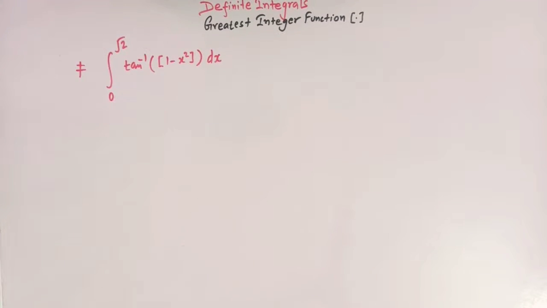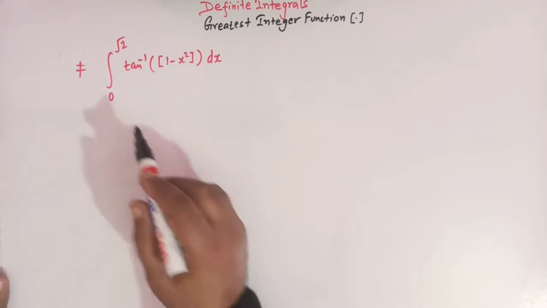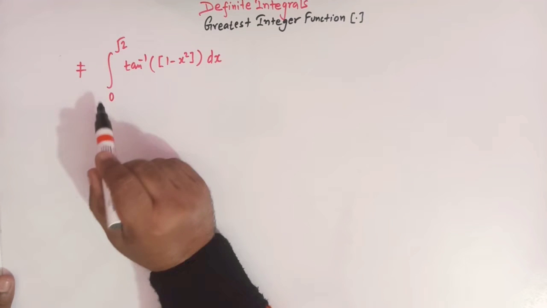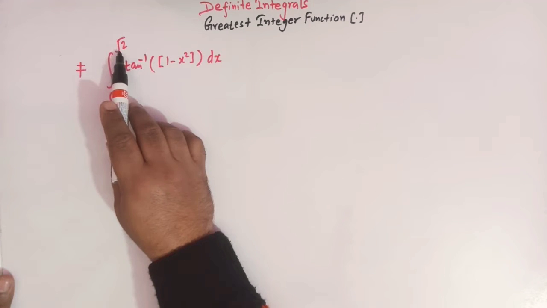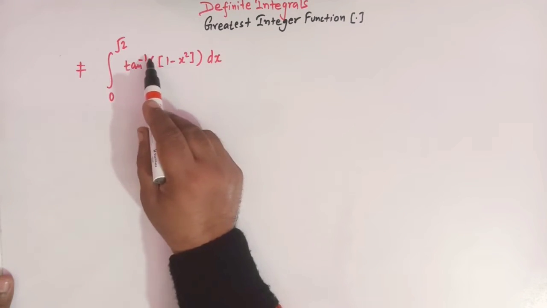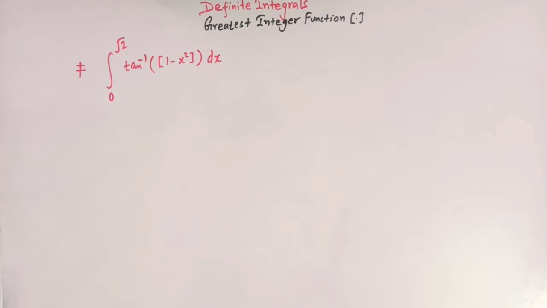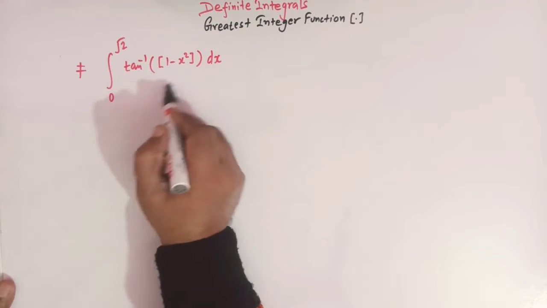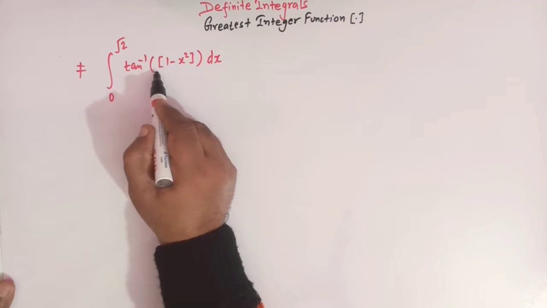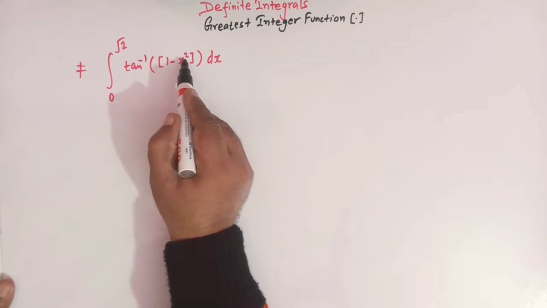Hello viewers, in today's class we are going to discuss yet another important and conceptual problem from definite integrals involving the greatest integer function. Here we have to evaluate the integral from 0 to square root of 2 of tan inverse of the greatest integer of 1 minus x square. So our integrand is tan inverse of the greatest integer of 1 minus x square.